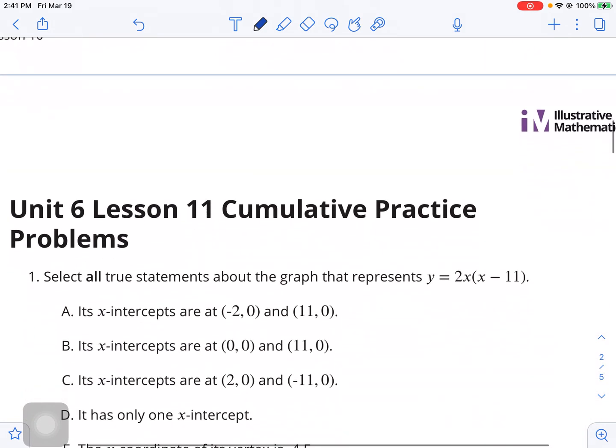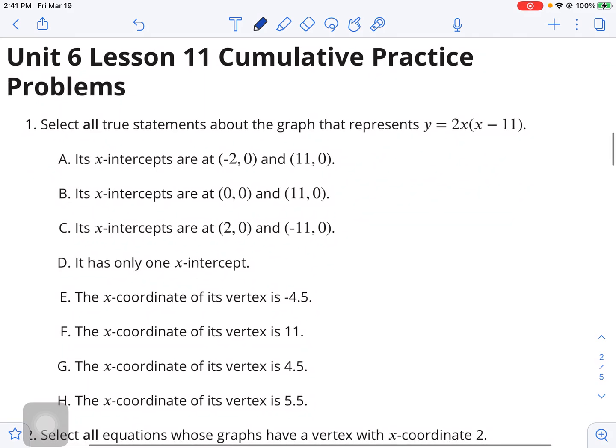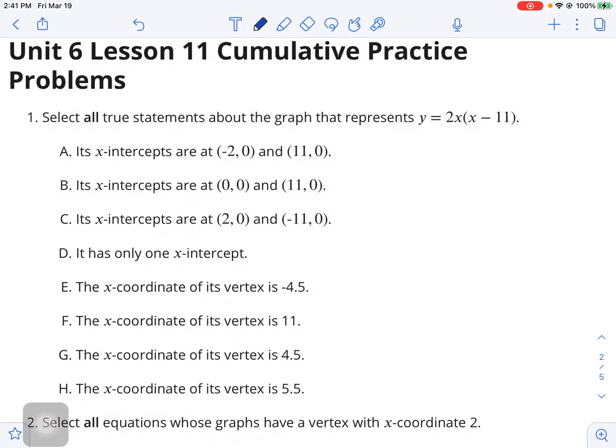And now we're on to lesson 11. Lesson 11 says select all true statements. So look for more than one here about the graph that represents this function, 2x times x minus 11.